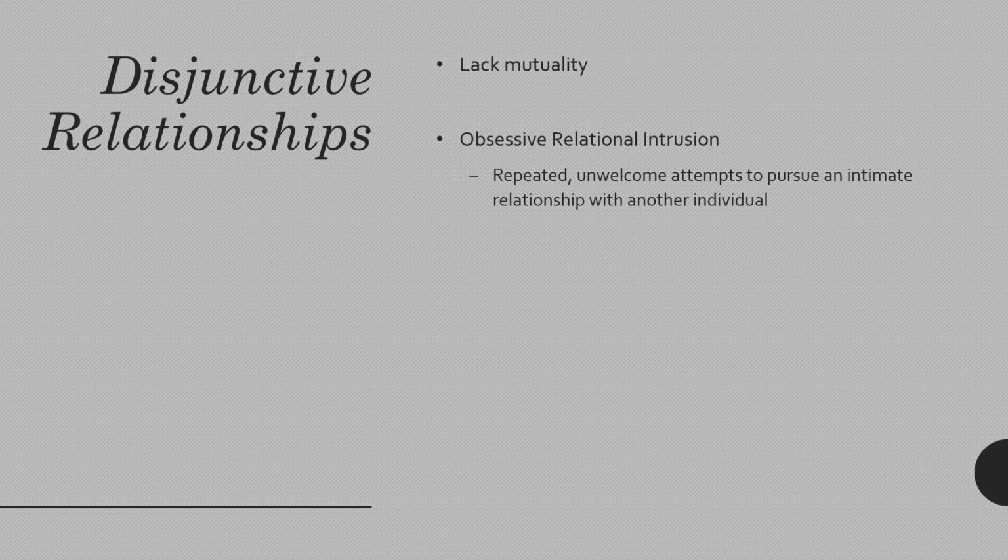So we're going to start with disjunctive relationships. Basically, they lack mutuality, like I said before, where one person is really desiring an intimate relationship with another, but that other person is not interested at all. Then obsessive relational intrusion is more the general term for these attempts. And it's repeated unwelcome attempts to pursue an intimate relationship with another individual.